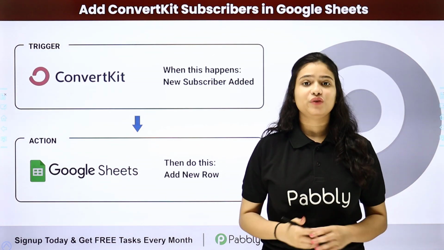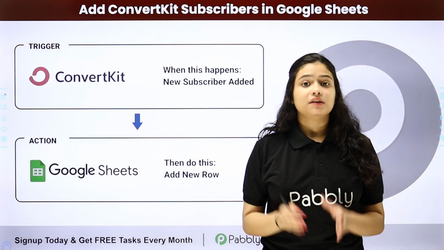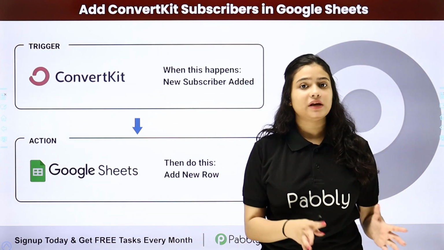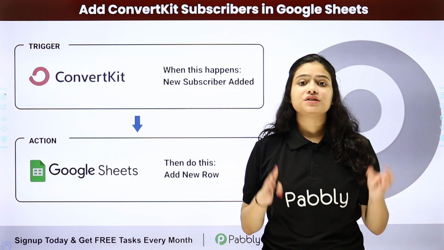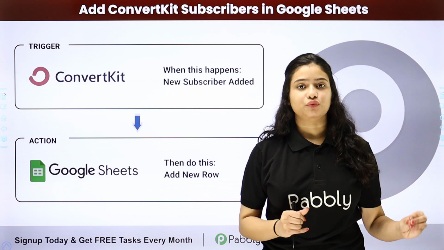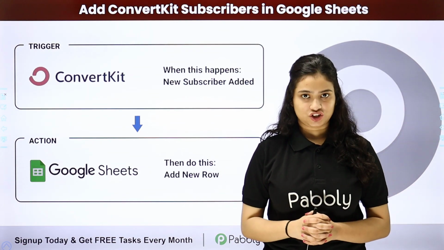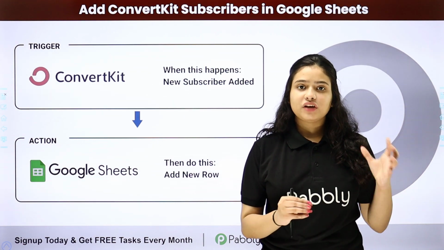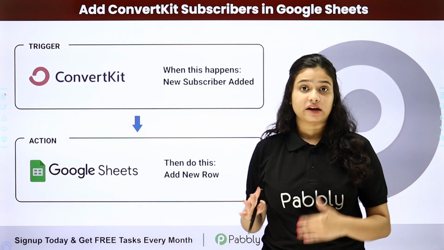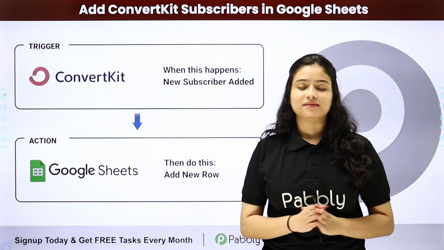So in today's video, we are going to learn how to add ConvertKit subscribers in Google Sheet. Now if you are using ConvertKit as your email marketing platform, then you might require to add the details of every new subscriber which is added in your ConvertKit somewhere for a record. And for that you can easily take the help of Google Sheet. But adding the details of each and every subscriber into Google Sheet again and again manually is a tiring process. Therefore, we are going to automate this process.